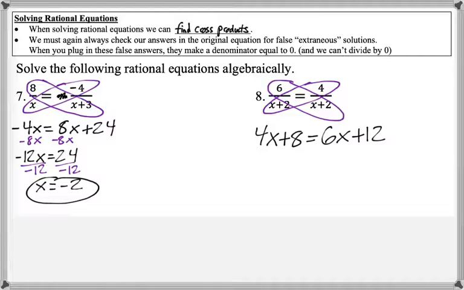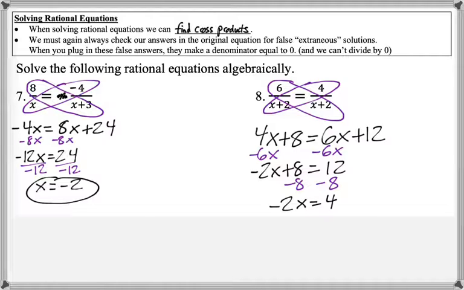And now I want to solve. So I'm going to subtract 6x from both sides, and then subtract 8. So negative 2x is equal to 4, and then divide both sides by negative 2. So x is equal to negative 2.